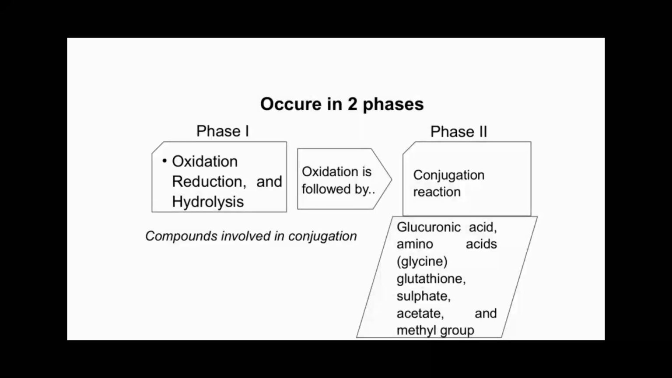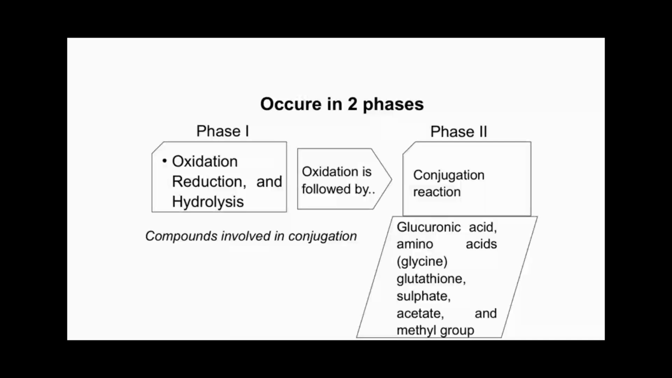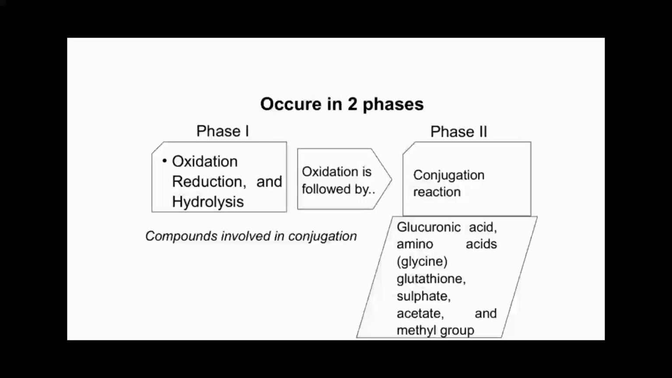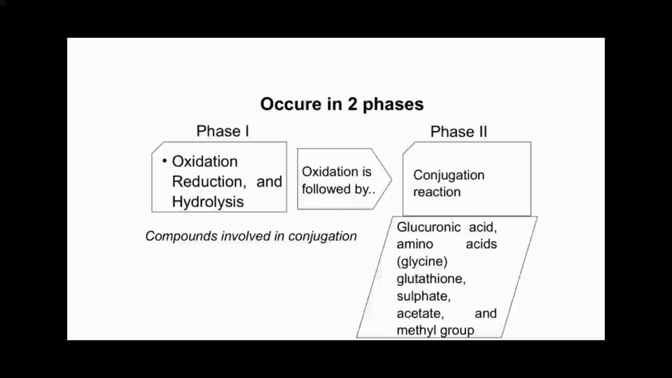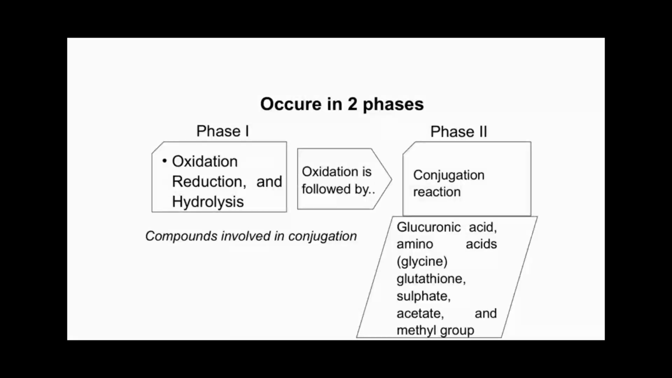During conjugation, key molecules such as glucuronic acid, amino acids like glycine, glutathione, sulfate, acetate, and methyl groups are involved. These act as conjugating agents, attaching to the target compounds to modify them. It's important to note that oxidation isn't the end of the story. It's followed by reduction and hydrolysis. These subsequent reactions help further process the compounds, ensuring they're in the right form for excretion.